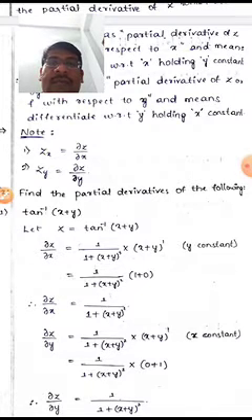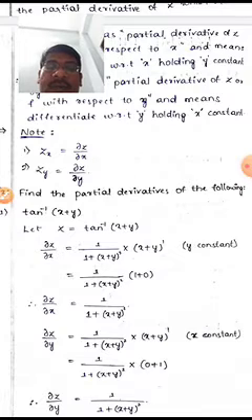Now we differentiate with respect to x. Two variables are involved, so it is a partial derivative, that is dou z by dou x is equal to the derivative of tan inverse, which is 1 by 1 plus the function squared, that is 1 by 1 plus x plus y whole square. Again the derivative of x plus y: here y is a constant, the derivative of a constant is 0, the derivative of x is 1. Therefore dou z by dou x is equal to 1 by 1 plus x plus y whole square.